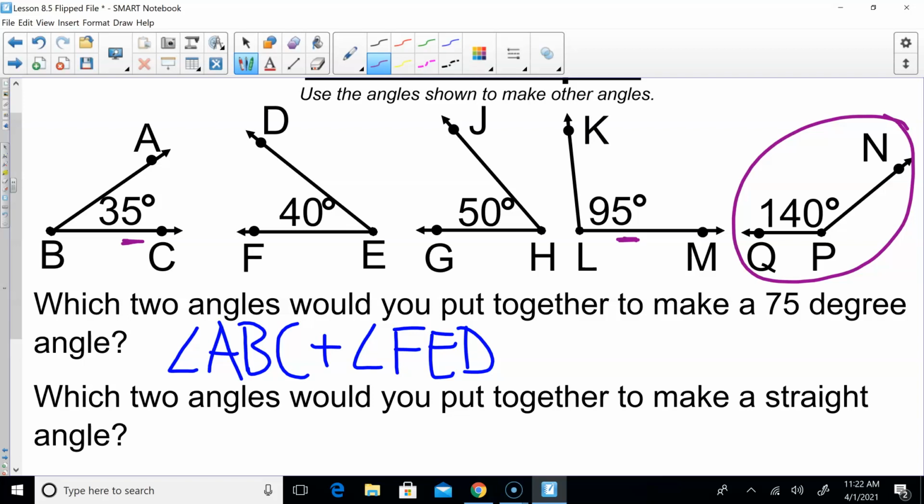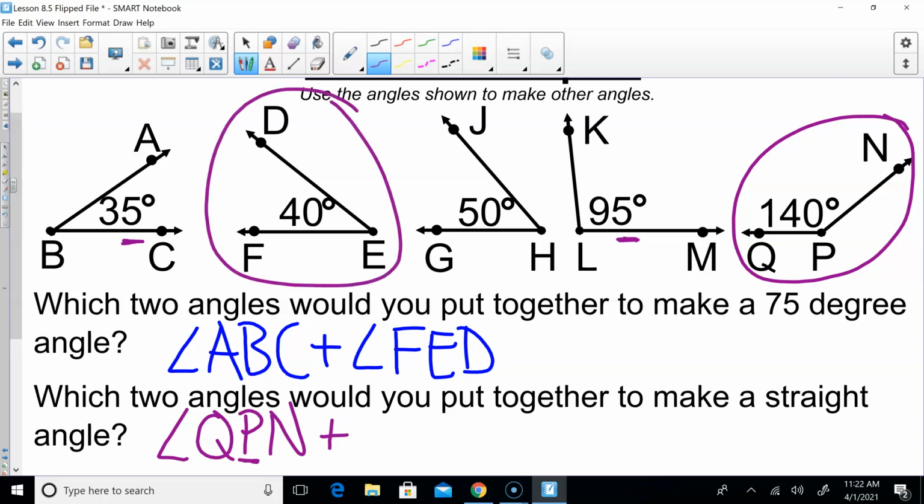So if I have angle QPN, it's important that the P is the vertex. That could be NPQ, would also be fine. Plus, that gives me 140. I need 180. That means I need 40 more. I'm going right back. It must be my favorite one today. And angle, I'm going to go this way, DEF. That's the same thing as long as my vertex is in the middle. So those two would give me 180 degrees.